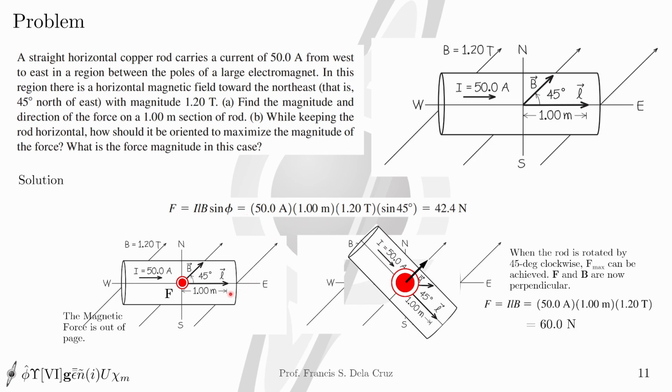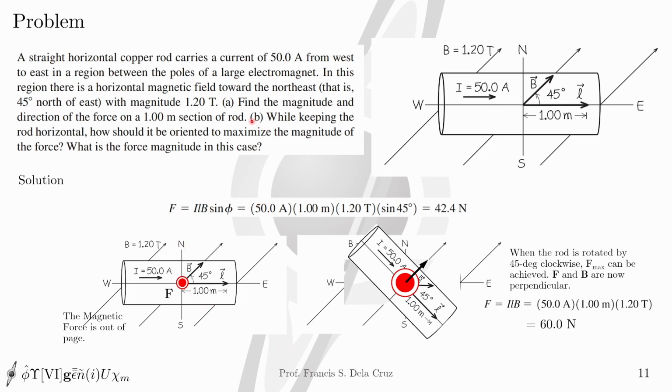So here we have the current segment to be 1 meter, the current is 50 amperes, the magnetic field is 1.20 Tesla, and the angle between the magnetic field and the current segment is 45 degrees. Therefore, if you multiply all of these quantities, the answer will be 42.4 newtons. That is the amount of force that this current segment is experiencing at this orientation.